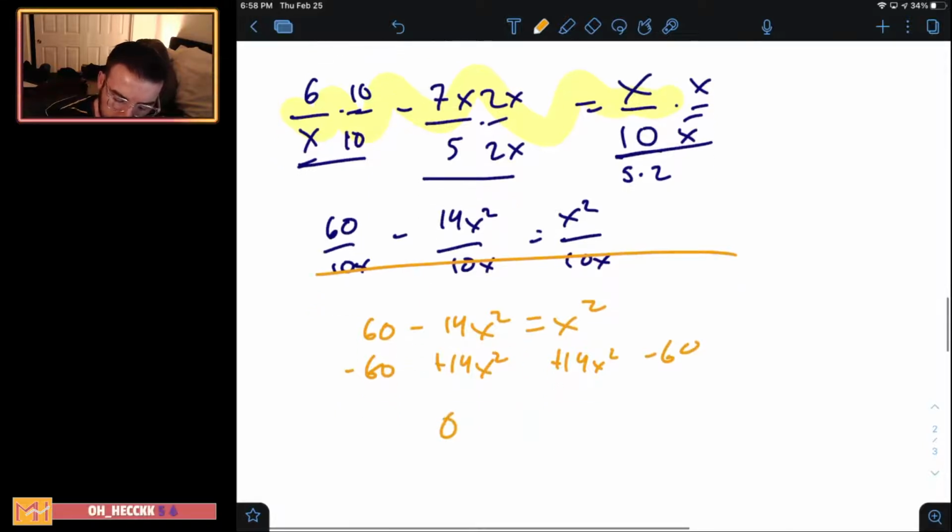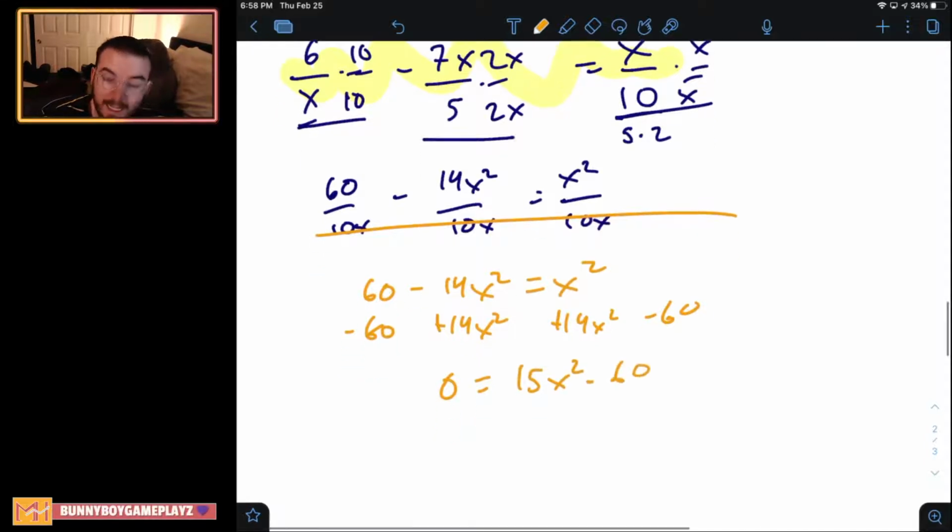I'd rather do it this way, right? So that way we have the x squared in front. You know what I mean? I don't know. Maybe you do, maybe you don't. And now we factor.